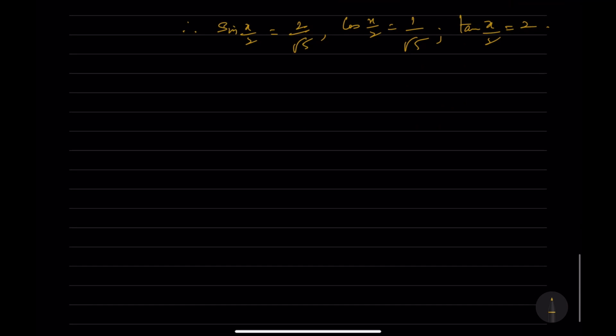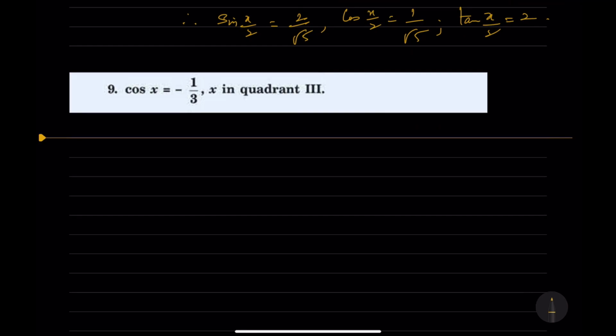That is, cos x is equal to minus 1 by 3, x in the quadrant 3. So in the solution part again we have to find out what is sin x by 2, cos x by 2 and tan x by 2 for this. So again we'll proceed as we did in the previous problem.